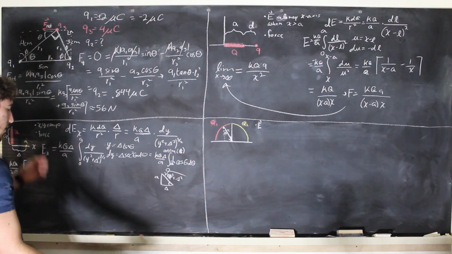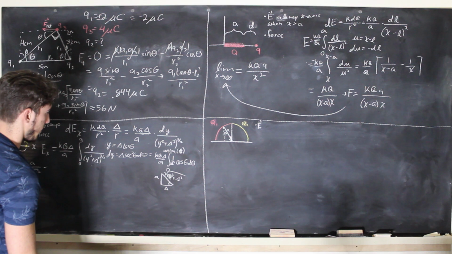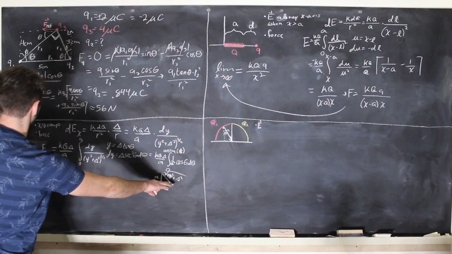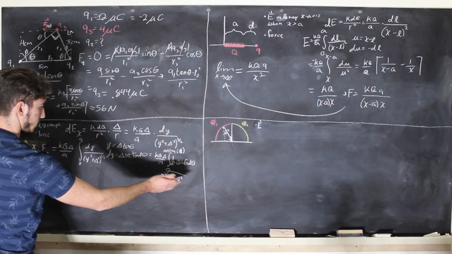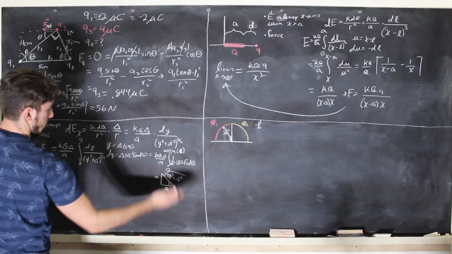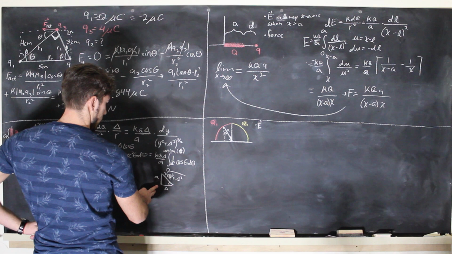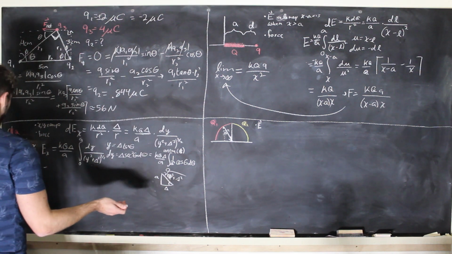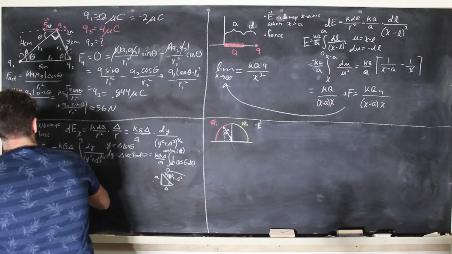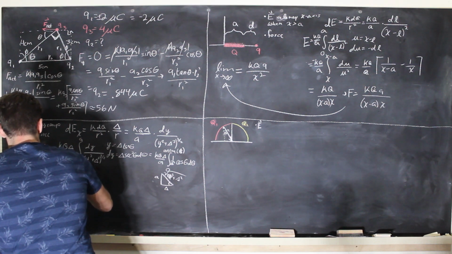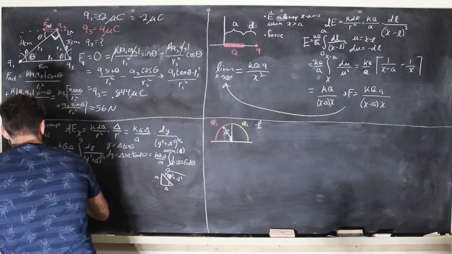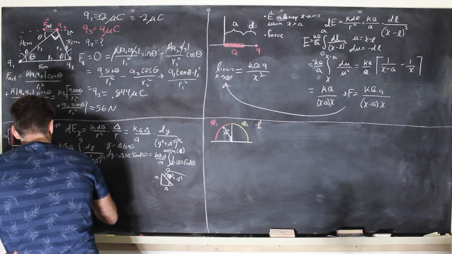Minus, is it going to be minus anything? I suppose it would be 0. I think it'd just be 0 over delta, which is just 0. Okay, let's hope that is right. And then we're going to get kQ delta over the square root of a squared plus delta squared.